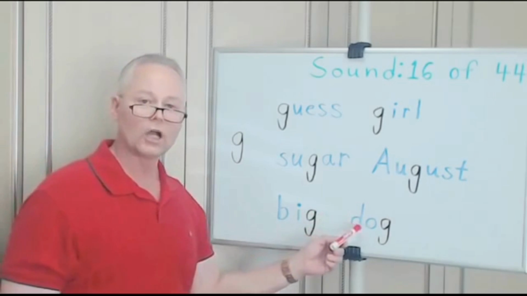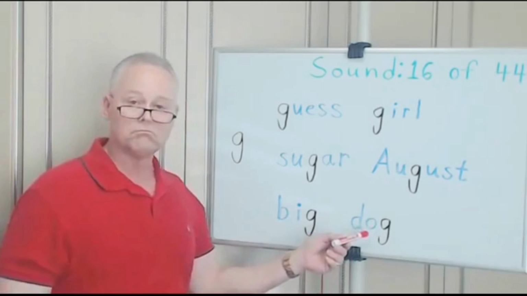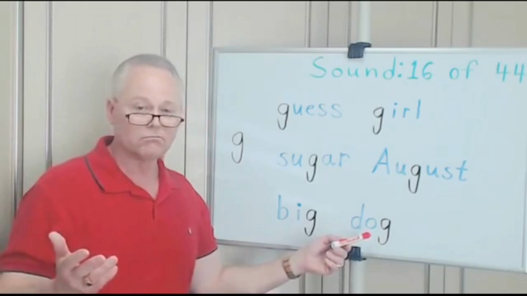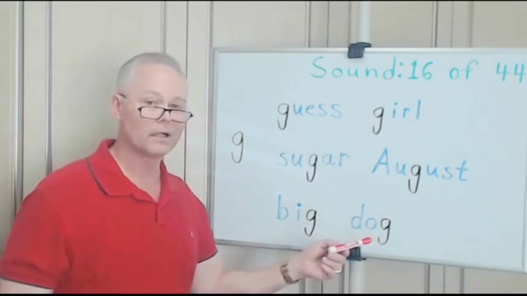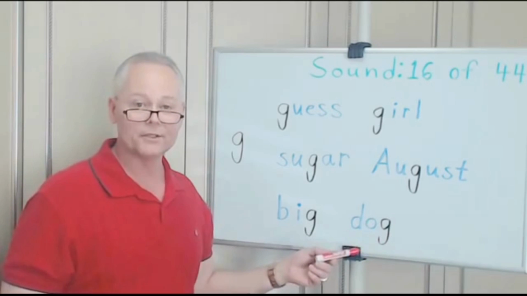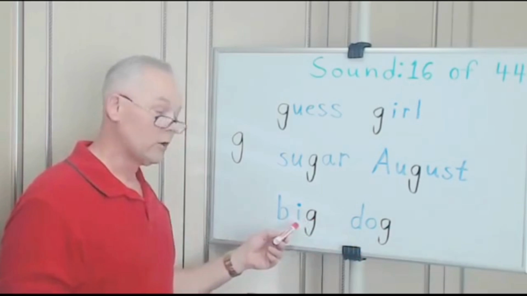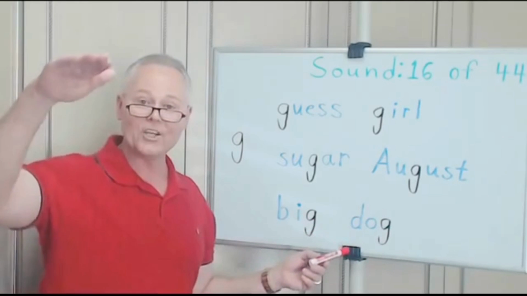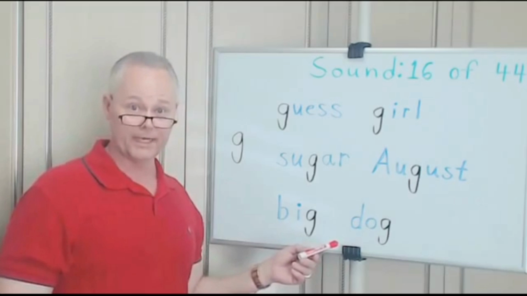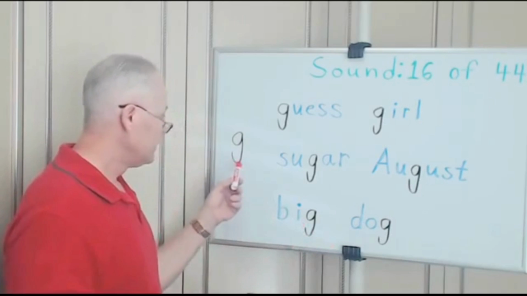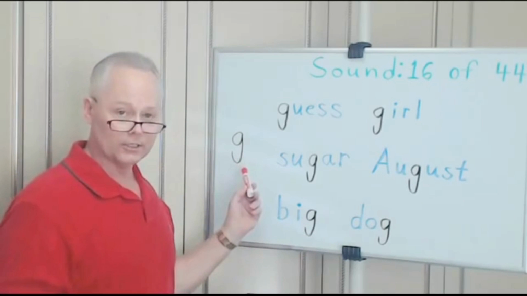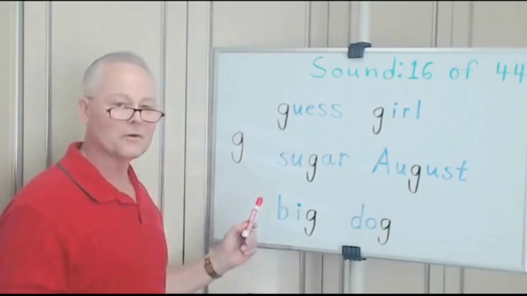Dog. So, you know what a dog is? It's not a cat. It's a dog. It barks. Maybe if it's your neighbor's dog, it's going to bite you on the leg someday. Could be that it's a big dog. Ooh, a big bite on the leg. That is good. Thank you for watching this.